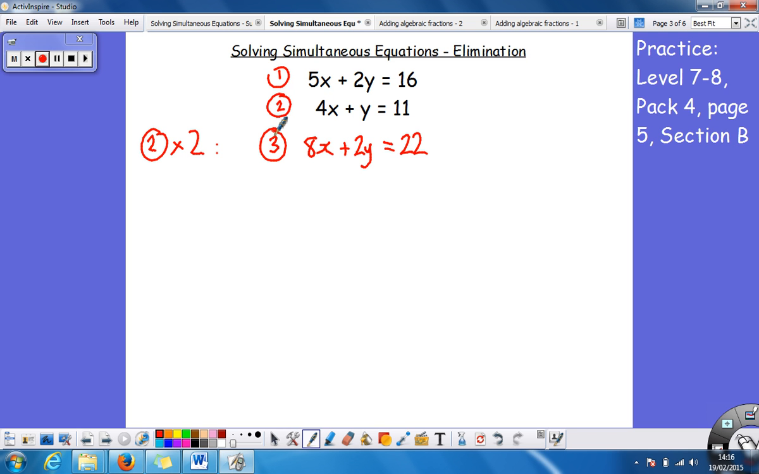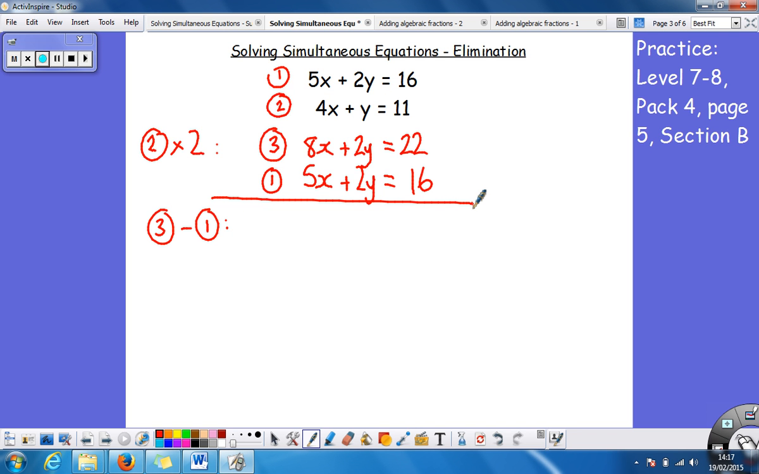So now to eliminate, I've got equation 3 has more x's, so equation 3 subtract equation 1. Again, bringing that down just to make it really clear to me. So, equation 3 subtract equation 1. 8x take away 5x is 3x. 2y take away 2y is nothing. 22 take away 16 is 6. So x must equal 2 if I divide by 3 on both sides. That's my first solution then, x equals 2.